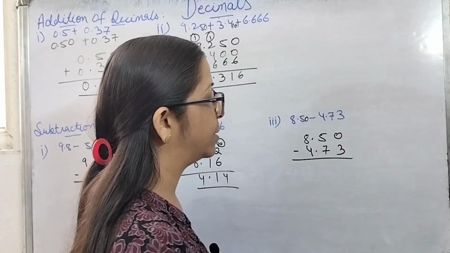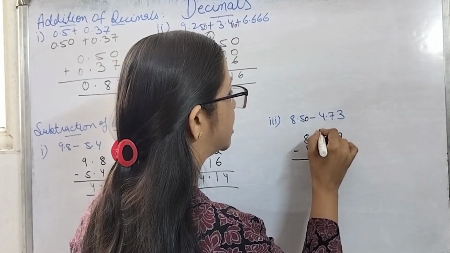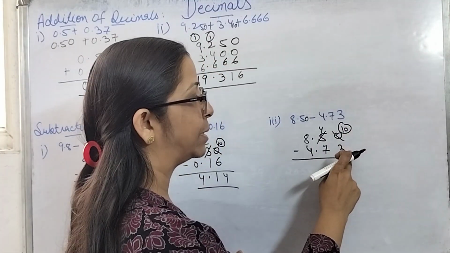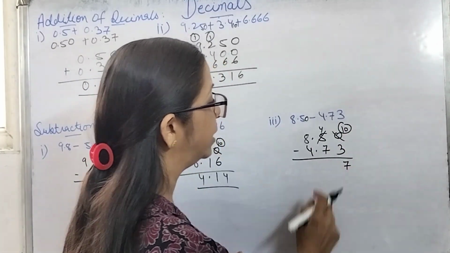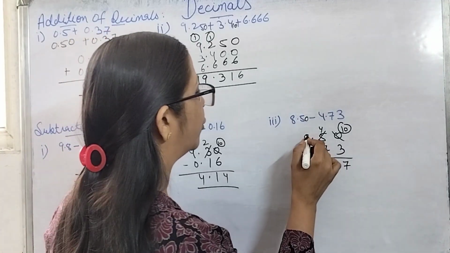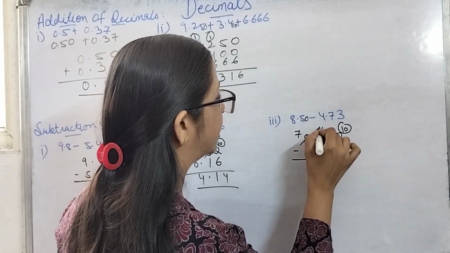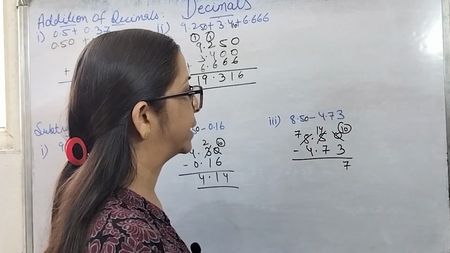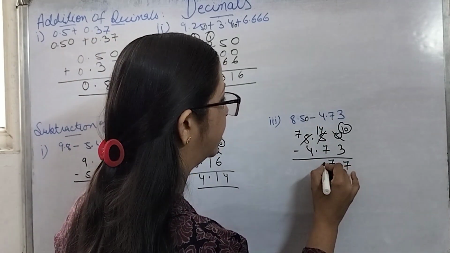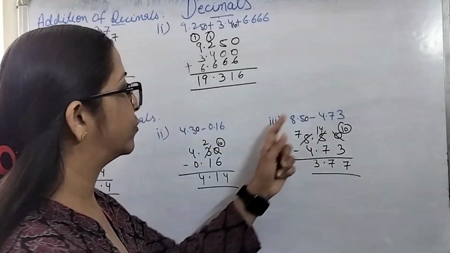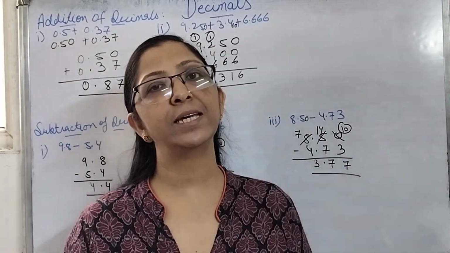Again from 0 we can't subtract 3. So we will be borrowing. This will become 4 and this will become 10. From 10 we will be subtracting 3, we will be getting 7. Again from 4 we cannot subtract 7, so we will be borrowing. This will become 7 and this number will become 14. From 14 we will be subtracting 7, we will be getting 7. From 7 we will be subtracting 4, we will be getting 3. So the difference of the given numbers is 3.77.